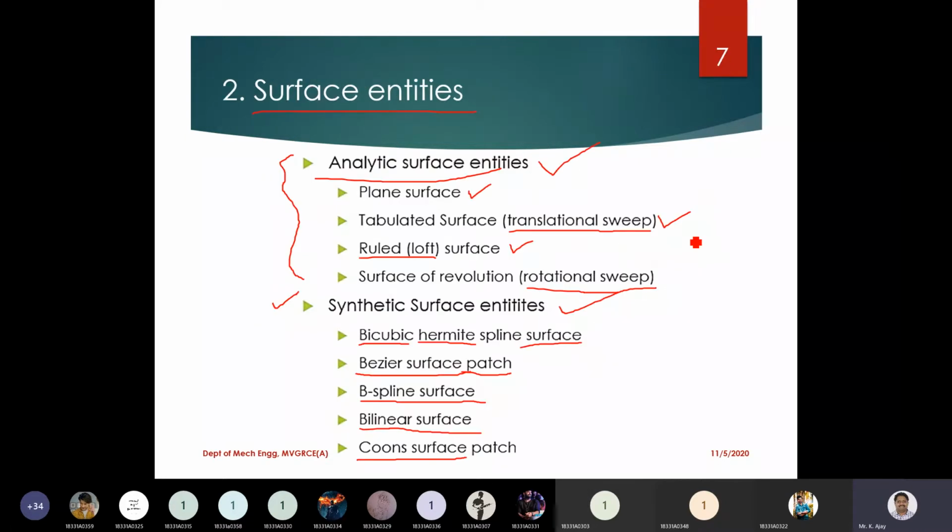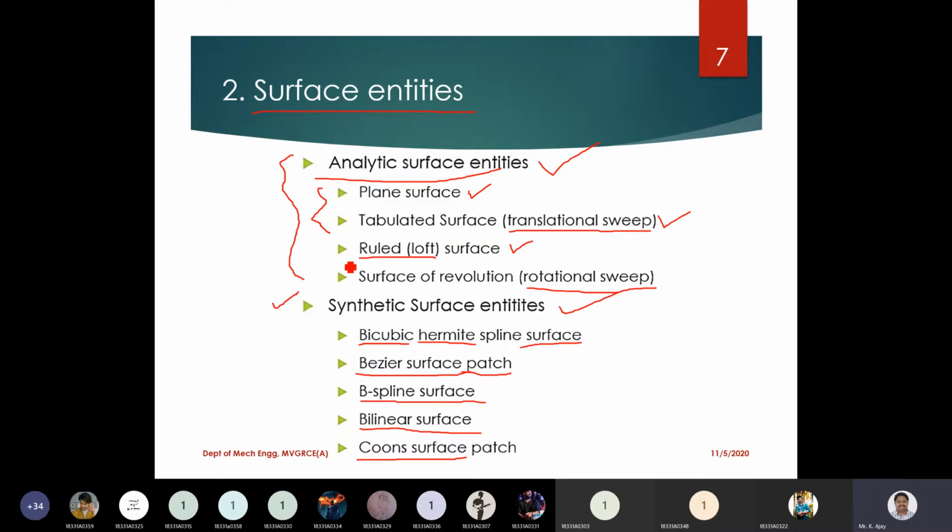Then we discussed different types of surface entities. Just like curve entities were divided into analytical curves and synthetic curves, similarly the surface can also be categorized into analytical surface and synthetic surface entities. Coming to the analytical surfaces, there are the plane surface and the tabulated surface, which is also called a translational sweep, and in some cases a tabulated cylinder. Both these things were discussed in the last class. So today let us see how far we can talk about the remaining topics.